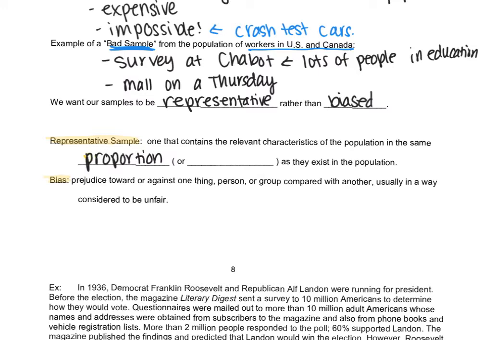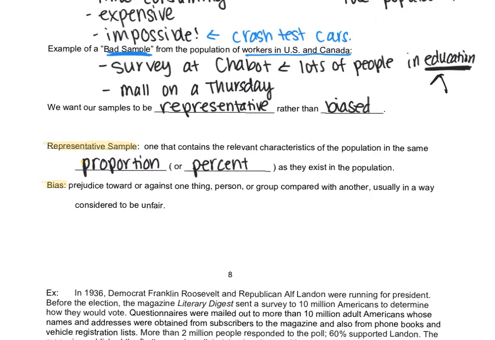So when I surveyed at Chabot, I would proportionally have way too many people in education. There'd be a lot more people in education than there normally are. And we could also think of proportions as percents. So maybe 10% of the population is in education, but if I survey at Chabot, now we have 100%. So those percents are not proportional.